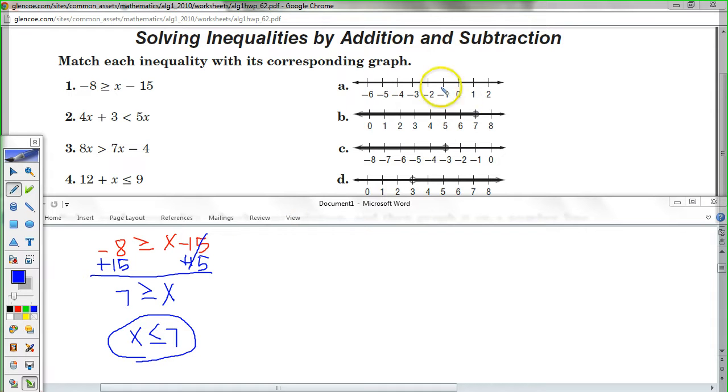So on here, let's find a graph. Here is 7, and it's going less. Remember that less sign looks kind of like the arrow that's pointing to the left. So we have the 7, it's shaded in because it's equal to. If it was just less than, it would be blank inside. And it's going to the left. So here is our matching graph for number 1. Okay, let's do one more.